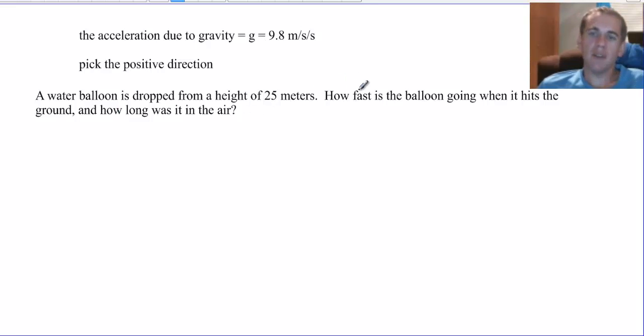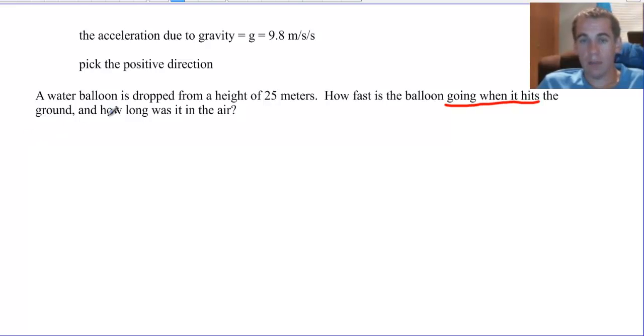Now you've got to be very, very careful when you read this problem. It says how fast is the balloon going when it hits the ground? I'm not asking you to tell me how fast the balloon is going the instant after it hits the ground. I want to know how fast it's going when it hit. So the answer to that question is never going to be 0 meters per second. You've got to be very careful what information you pull out of this question. So let's start pulling information out.